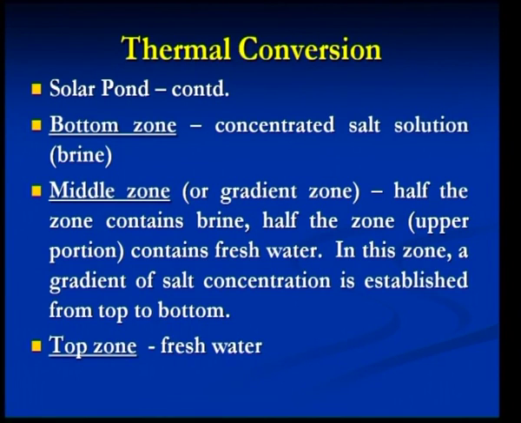The bottom portion, which is in close contact with the bottom zone, has a higher concentration of the brine or salt, and the top region contains lower content, or rather fresh water. In this zone, a gradient of salt concentration is established right from top to the bottom, and then comes the top zone or the top layer where you find the fresh water available.